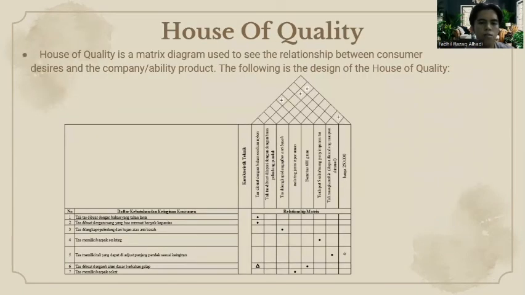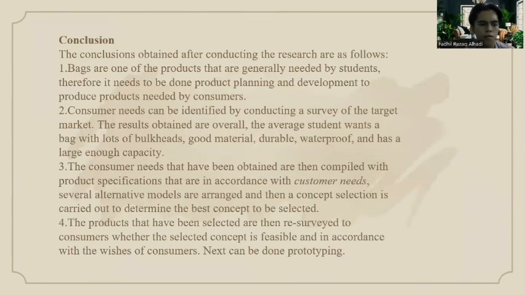Next is house of quality. House of quality is a matrix diagram used to see the relationship between consumer desire and the company's product ability. The following, at the bottom, is the design of the house of quality. Last is the conclusion. The conclusion obtained after conducting the research is as follows.